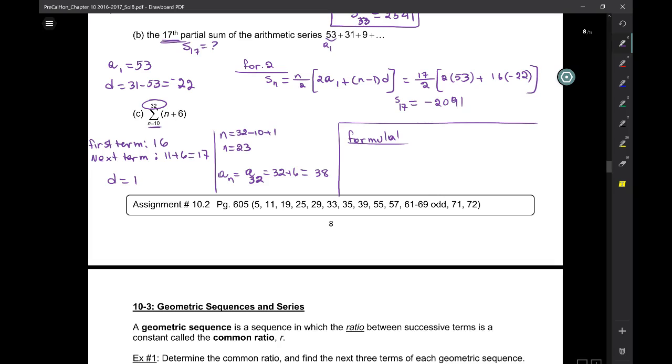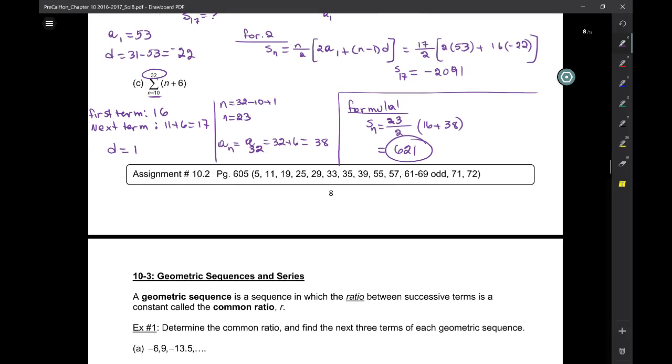Okay. So we're going to use formula 1. It really doesn't matter. 23 would be more correct. So this is 23 over 2. What's a_1? 16. The first term is 16 and the last one is 38. And that gives you 621. Okay? So this is the homework for tomorrow.